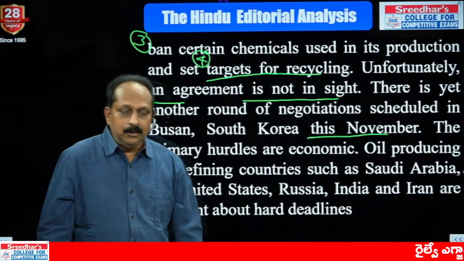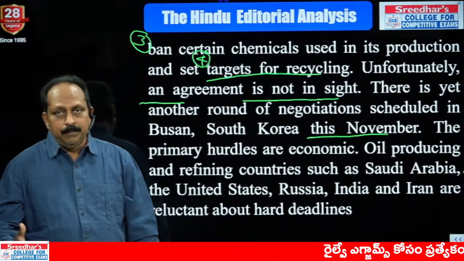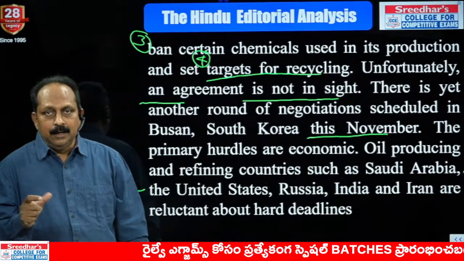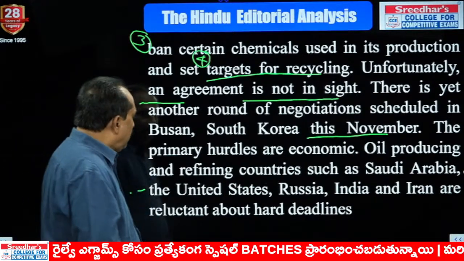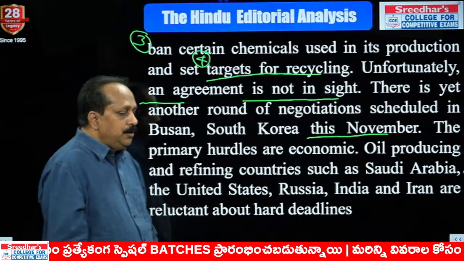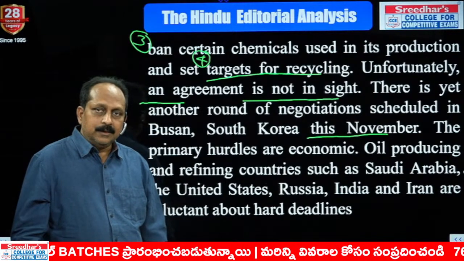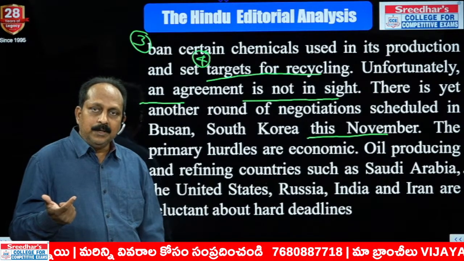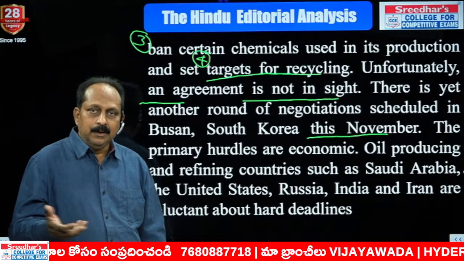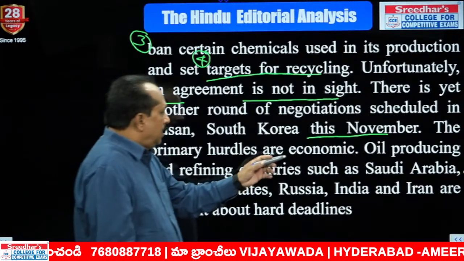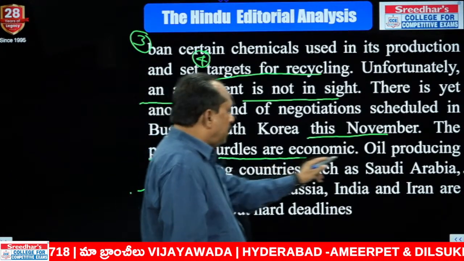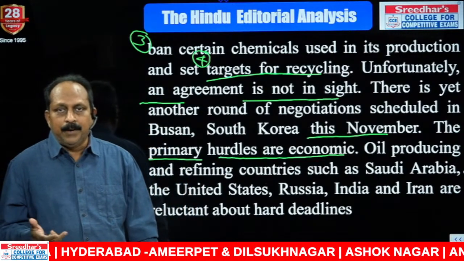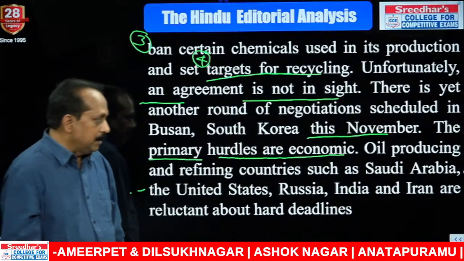2024 is the deadline, mind you guys. They are going to meet in the month of November and they have to work on the final legal document with timelines. Why couldn't they get a solution? Some reasons. Usually, when we talk about objections, they could be political, they could be economic, they could be social, they could be cultural. But here, economic. The primary hurdles are economic. Already we have got the word hurdles so many times. Hurdles, hindrances, impediments, blocks, bottlenecks, you have to recollect.